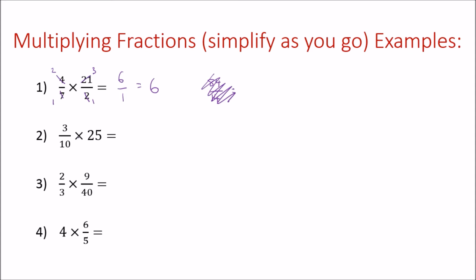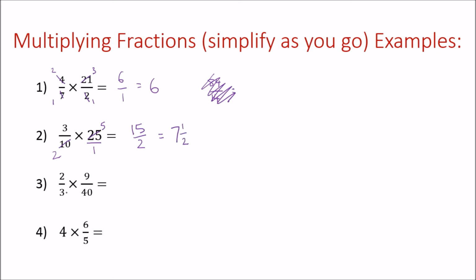Alright, this next one, 3/10 times 25. Remember 25 is 25 over 1. So can we cancel this direction? No. Can we cancel up and down? No. No. But here, have a look. Both of these have the factor of 5. So how many 5s are in 10? There are 2. How many 5s in 25? There are 5. So 3 times 5 is 15. 2 times 1 is 2. And you could here go even further and go 15 divided by 2 is going to give you 7 full lots of 2 and 1 left over, so 7.5.